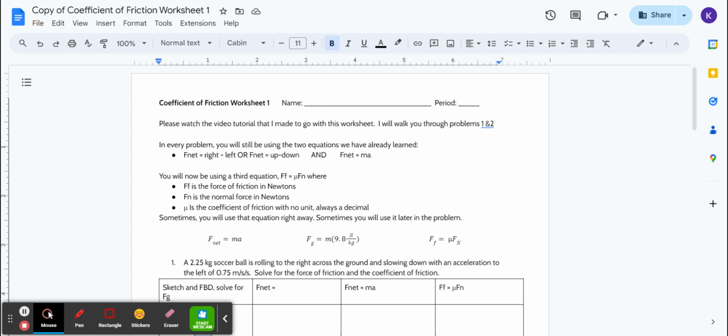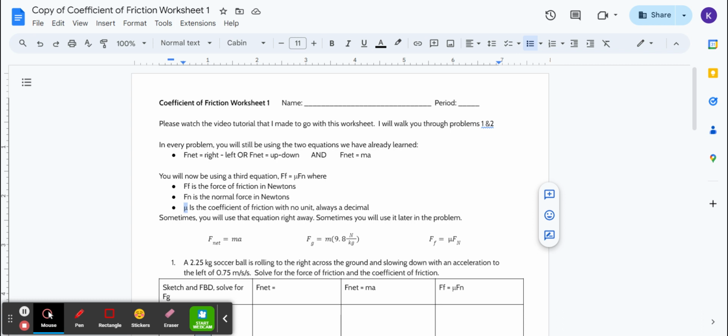The third layer is the friction equation. It's FF equals mu times Fn, where FF is the force of friction in newtons, Fn is the normal force in newtons, and mu, which is that Greek letter M right here, kind of highlight that, is the coefficient of friction with no unit, and it's always a decimal.